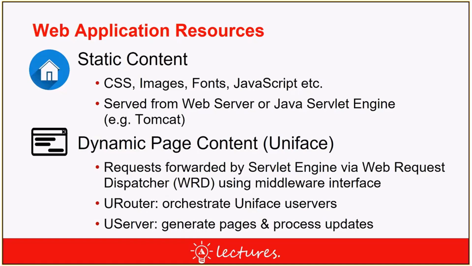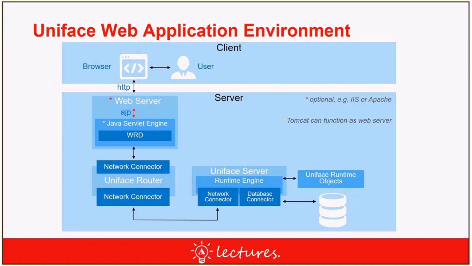So what happens is the servlet engine forwards any requests on a path, typically WRD, to the Uniface middleware, where the Uniface uRouter orchestrates connections to your server. It asks, do I have a free server I can use? I'll use that, or start a new server if needed. It generates the content and the results come back. I make this differentiation because this can actually be done in a number of ways when you deploy your application. So this diagram here shows you a typical scenario.